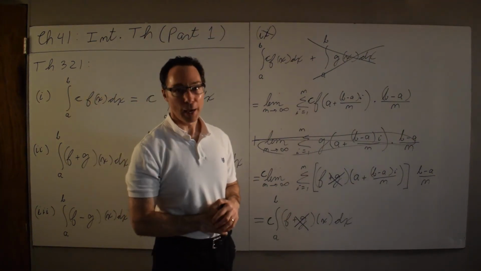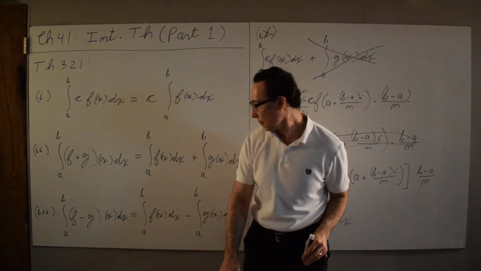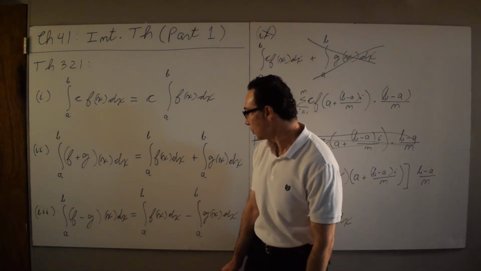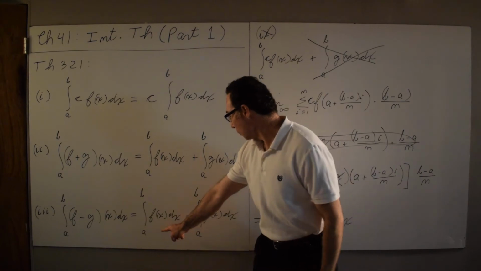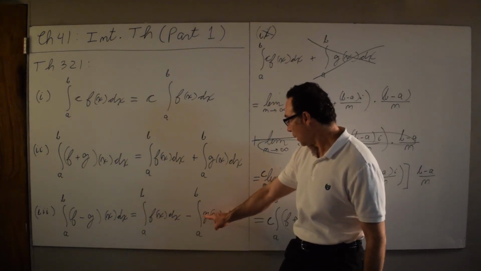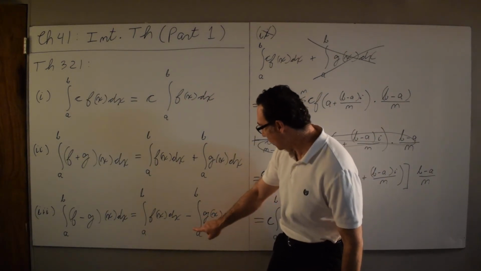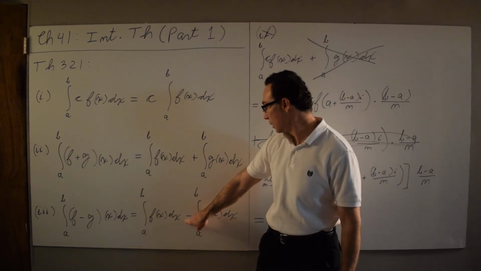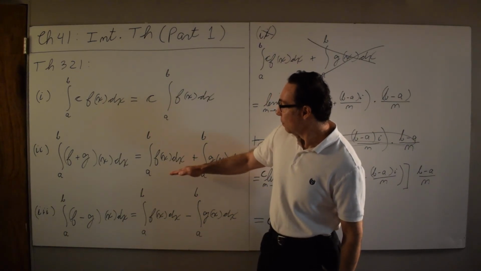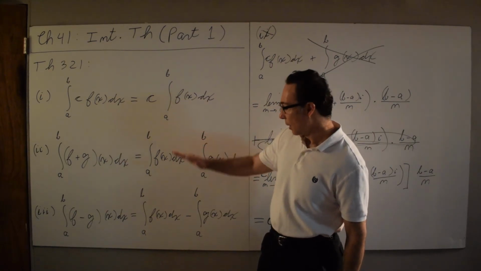Part 3 actually is simply a consequence of 1 and 2, right? If we have the integral of f minus g of x dx, part 2 says we can write that as the integral of f of x dx plus the integral of negative 1 times g of x dx. And then part 1 tells us we can factor the negative 1 outside the integral sign to get this. So if we want to prove 3, we simply combine 2 with 1, and that will give us 3.